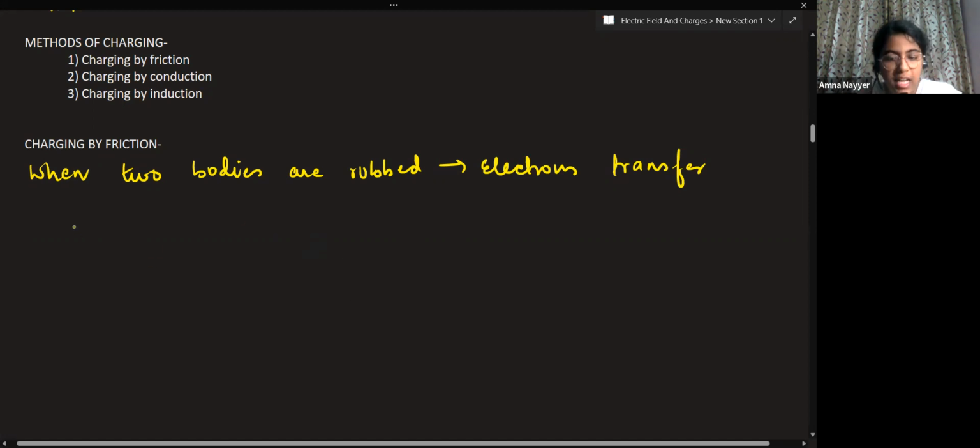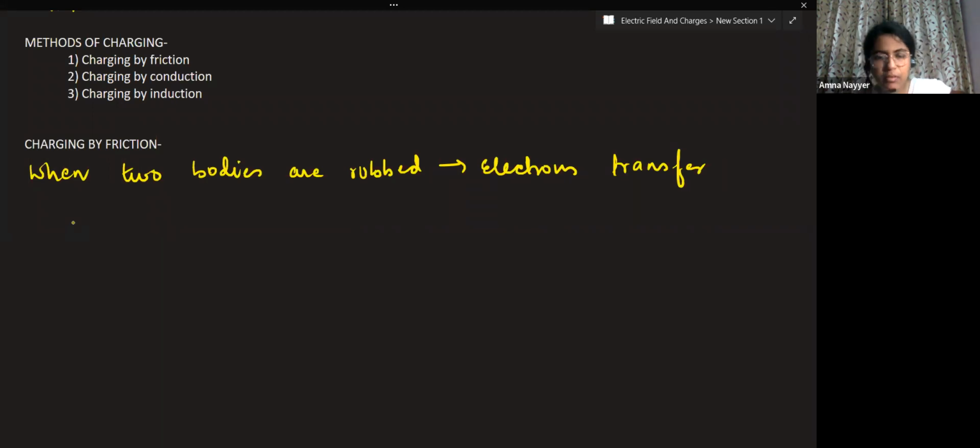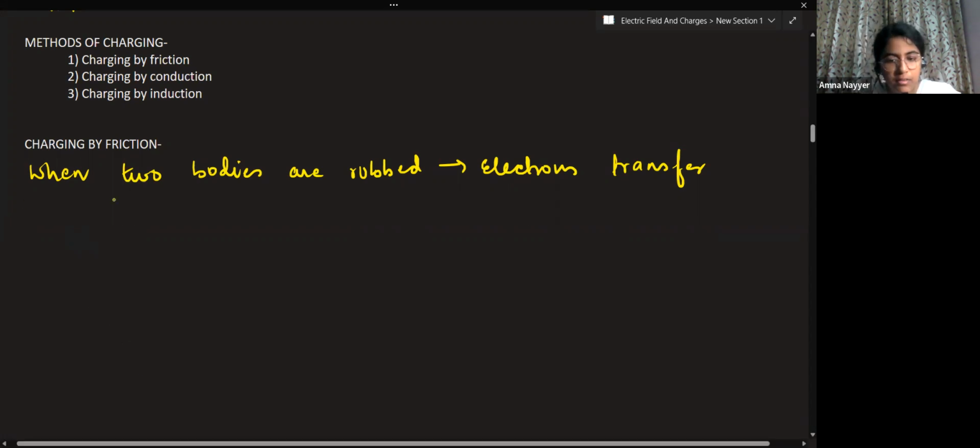Now see, whenever work is done against friction, rubbing ultimately creates energy. Whenever two bodies are rubbed, and you have seen this in work, energy and power also, work done against this force of friction creates, basically, heat energy. It is lost in the form of heat energy. So this heat energy ultimately transfers electrons.